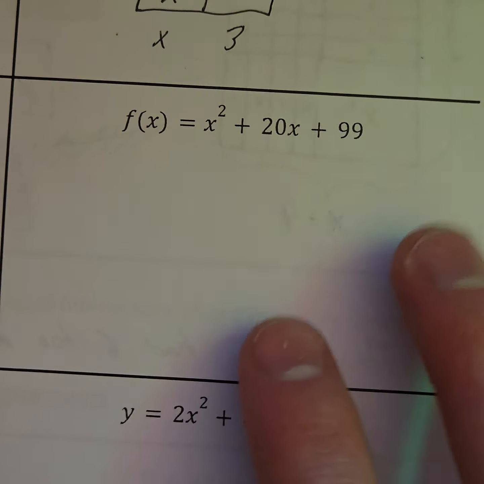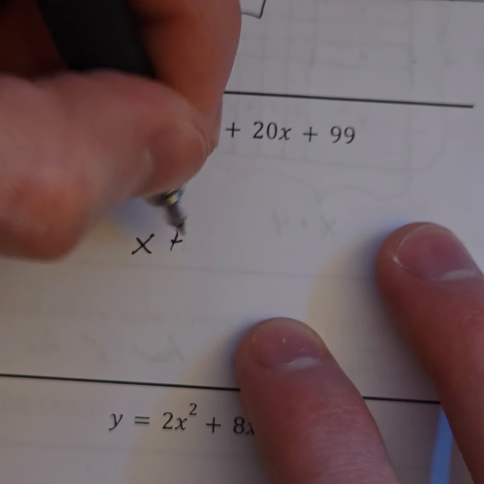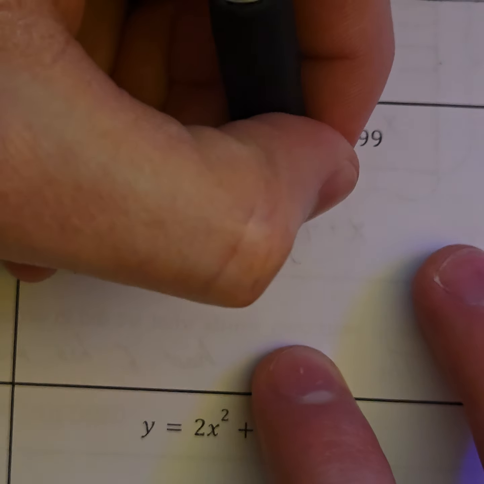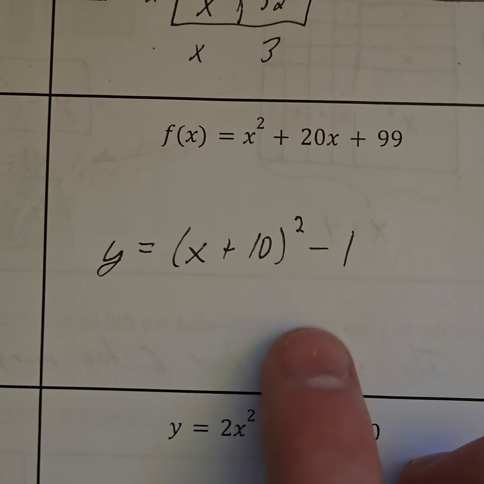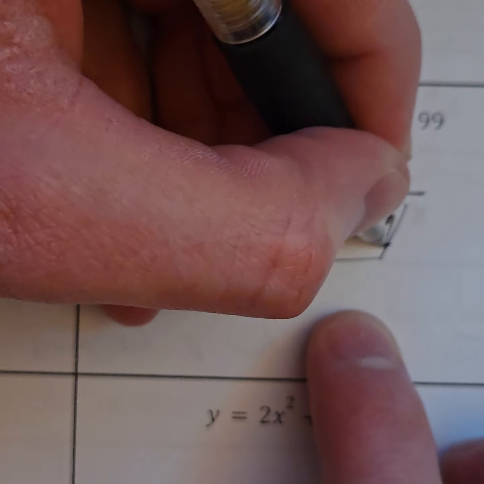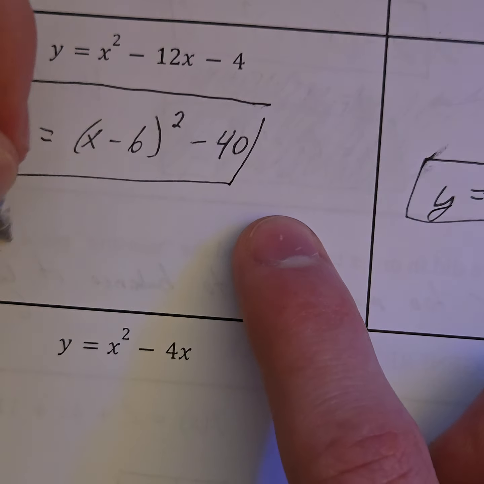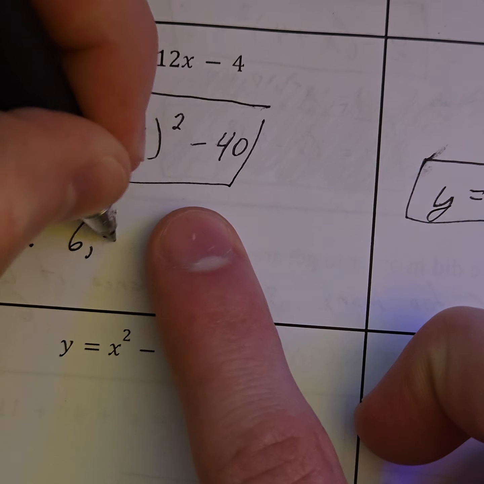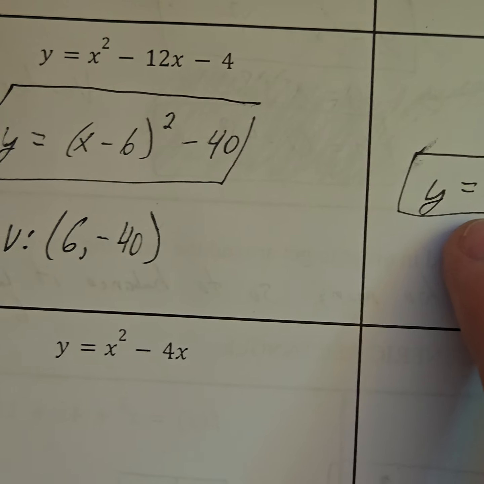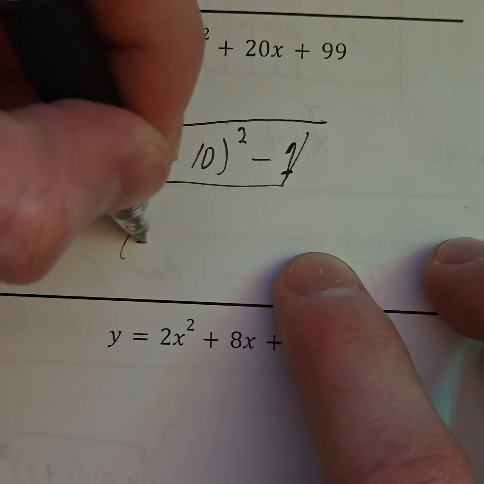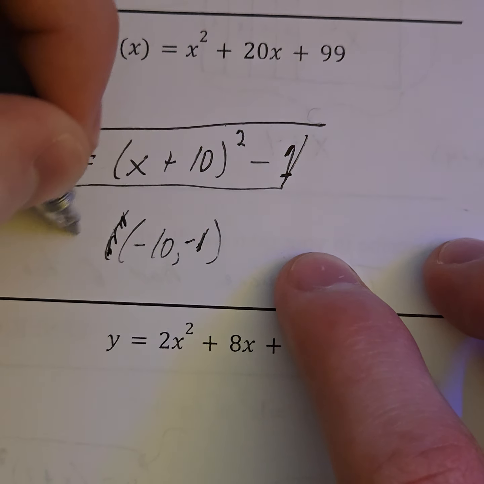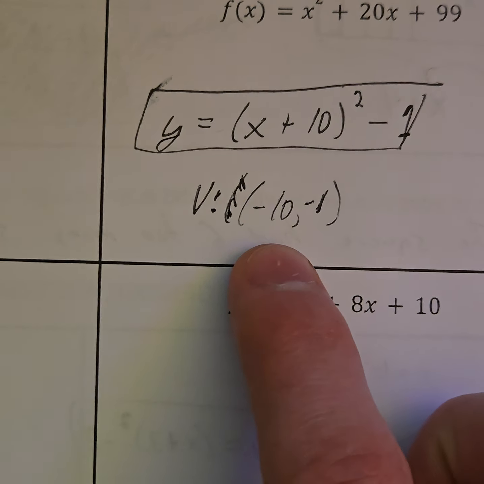All right, so for this one, we should have y equals (x plus 10) squared minus 1. Okay, there's your answer. I guess we should be writing a vertex on each of these, so the vertex here would be 6, negative 40. So 6, negative 40 on that first one. And then this one here should have been negative 10, negative 1 for your vertex. Okay, there we go.